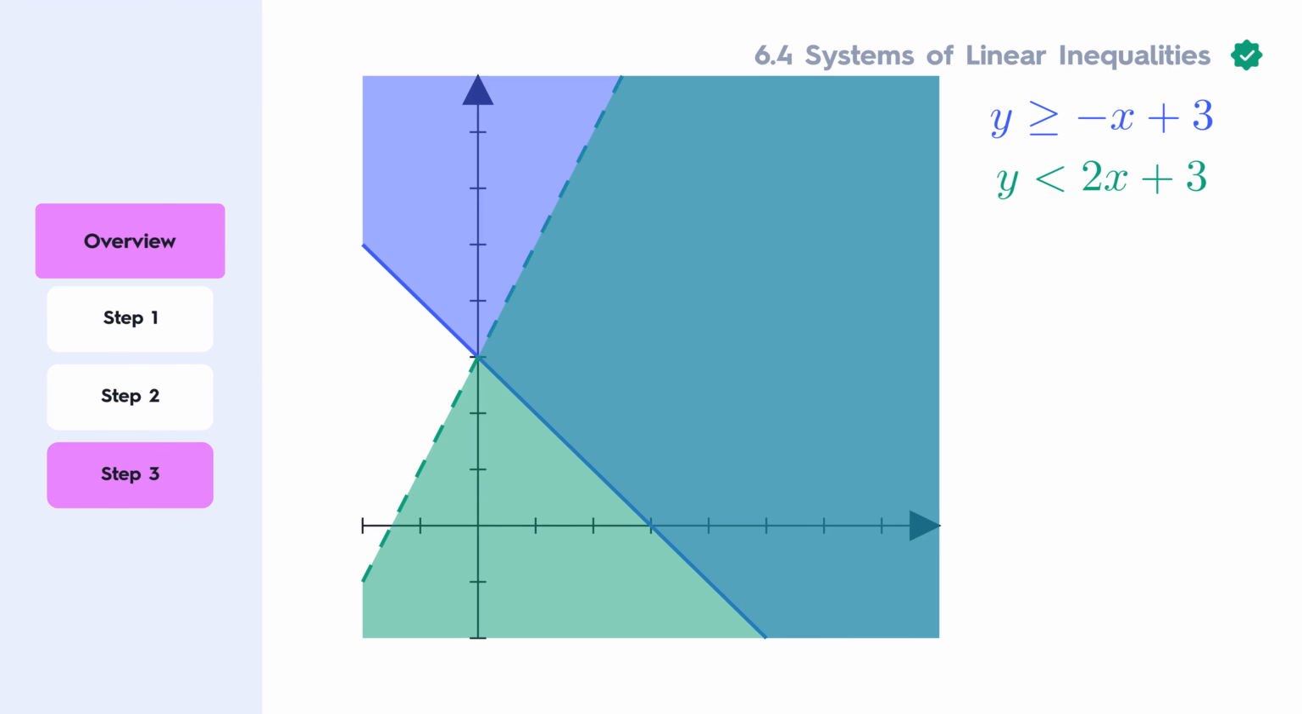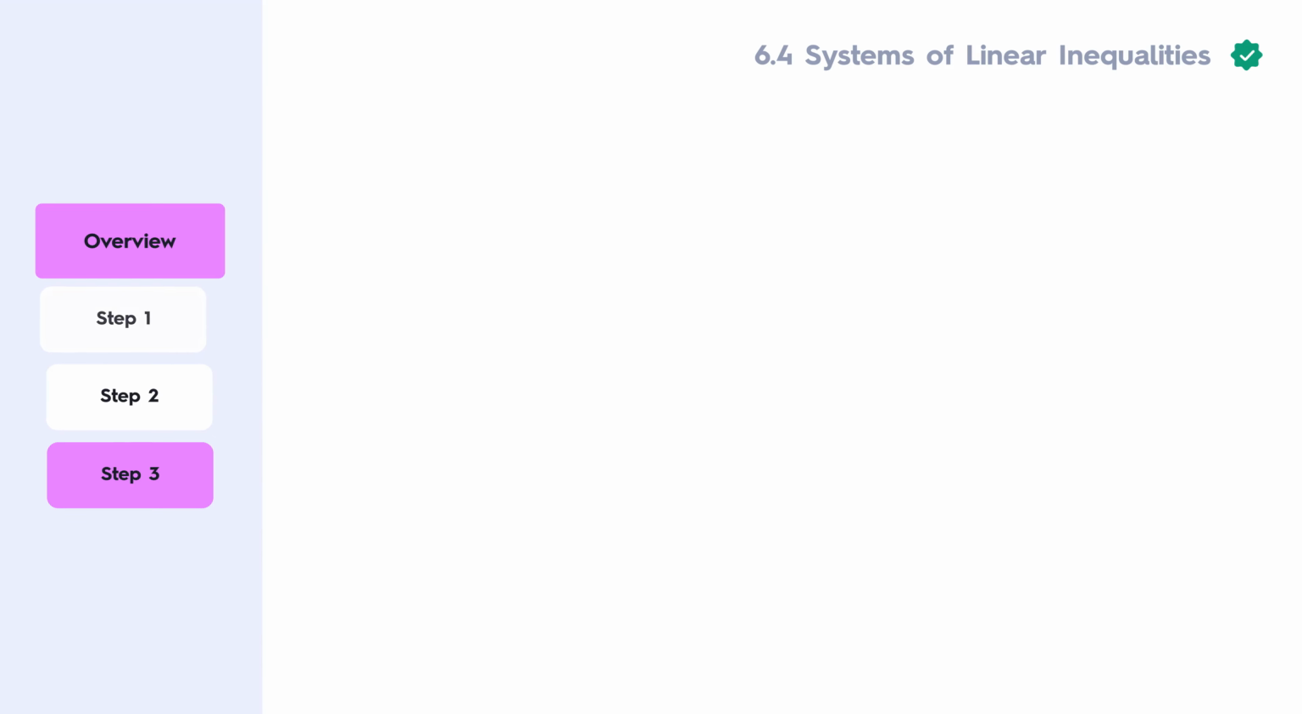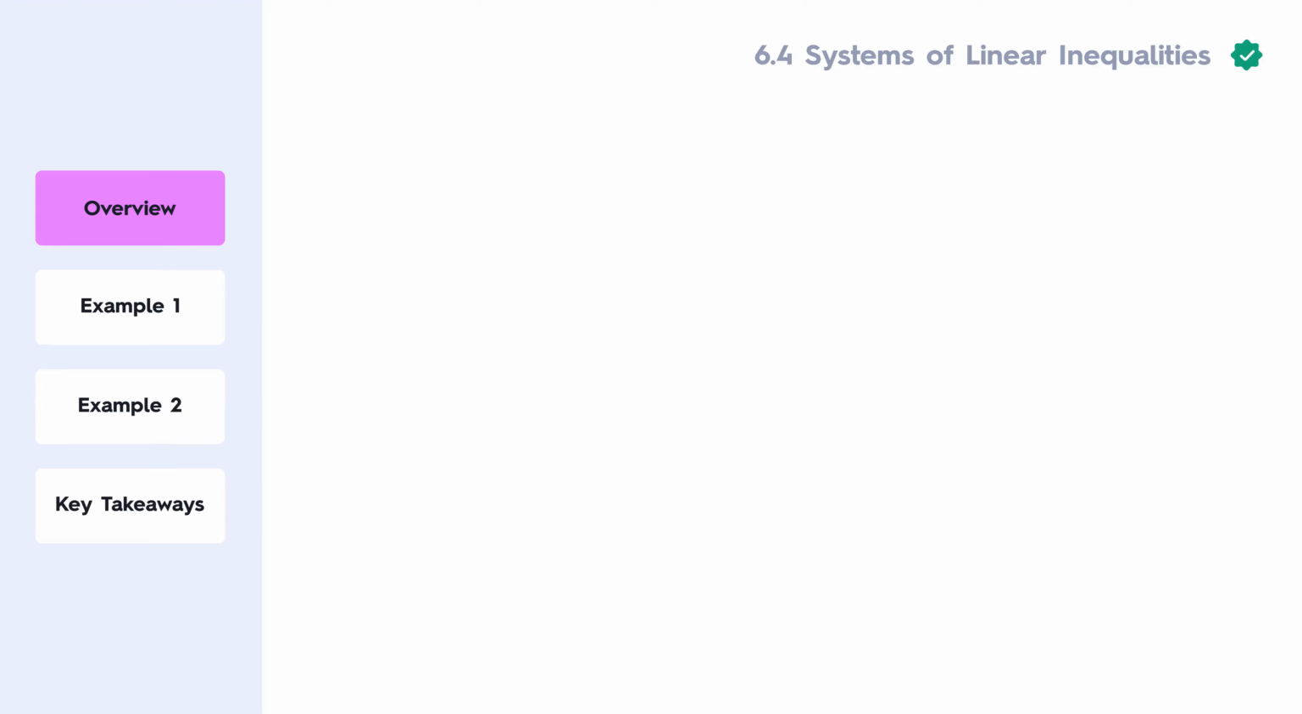Once each inequality is graphed, we look for the overlapping shaded area, or the intersection, where all inequalities are satisfied at once. This shaded region represents all possible values of x and y that meet the system's requirements. This shaded intersection represents all combinations of x and y that satisfy every inequality in the system. This solution set can help answer questions about what values meet all conditions simultaneously. By following these steps, you'll be able to set up, graph, and interpret systems of linear inequalities to find the range of solutions that satisfy all constraints. Now, let's practice with some examples.